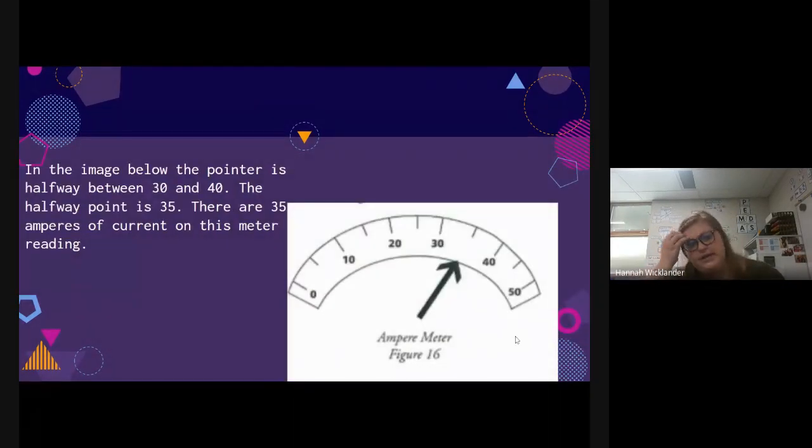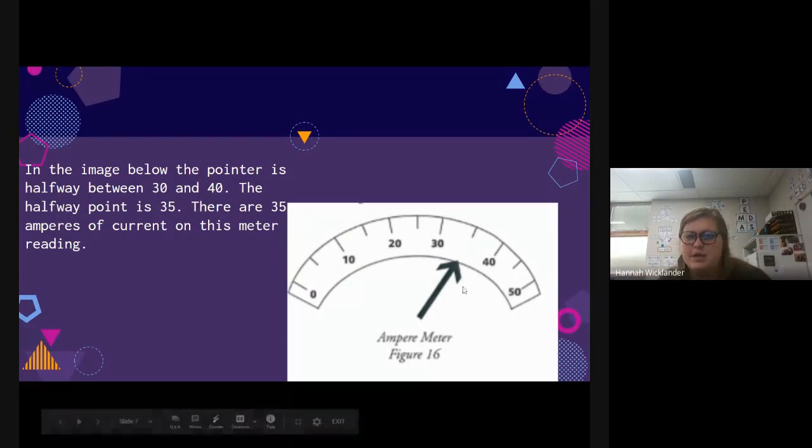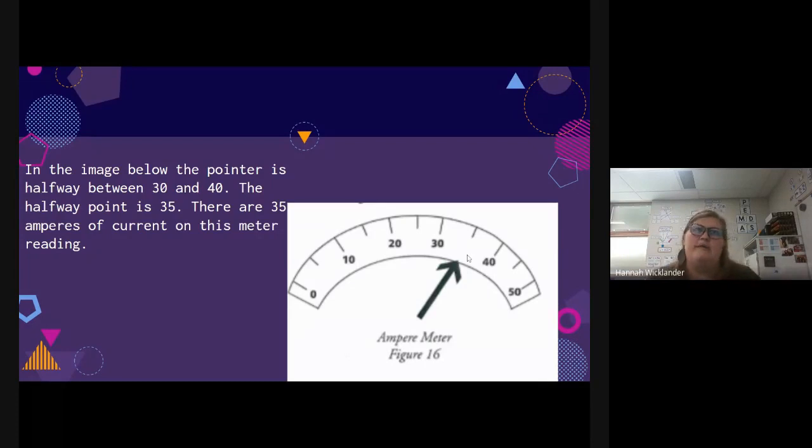This one, the pointer is halfway between 30 and 40. So this one, since there's not a number right where it's pointing at, where in the last slide it was pointed right at the 30, it's kind of like with a clock where you have to guess around what it would be. This one's pretty nice because there's a halfway mark, so we know it's 35, because the halfway point between 30 and 40 is 35. So this one, there's 35 amperes of current on the meter reading. Any questions so far? Pretty straightforward, but just a good review.